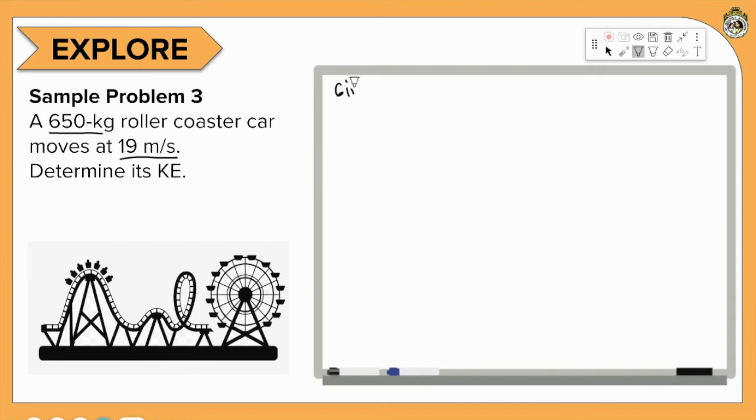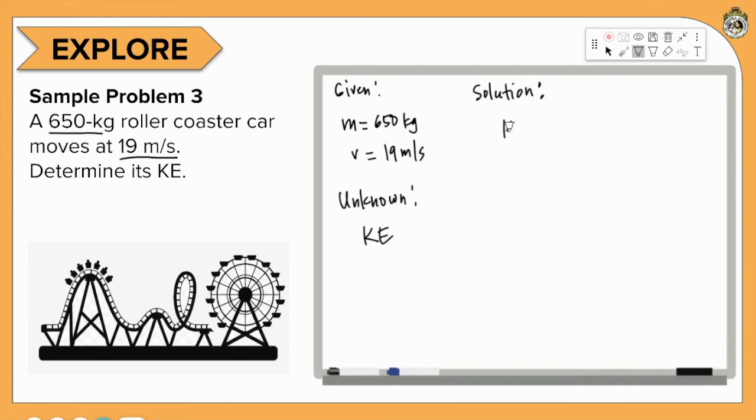So let me write the given. Mass is equal to 650 kilograms. Velocity is equal to 19 meters per second. And we actually don't need g because we're talking about kinetic energy. All right, and then the unknown would just be the kinetic energy. This is very much a straightforward word problem. We just use the formula for kinetic energy.